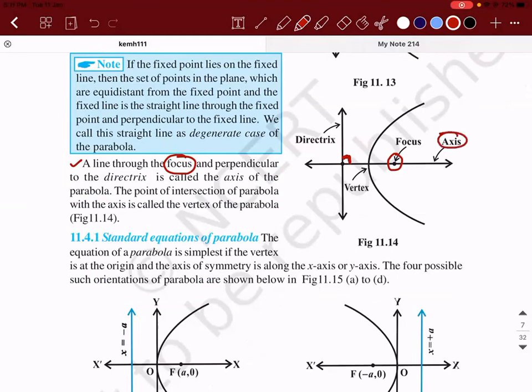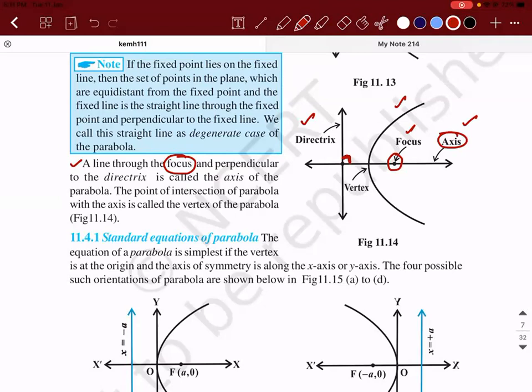So the different parts of the parabola are what? One is the shape itself, one is a fixed point called the focus, and a fixed line called the directrix, and the imaginary line that is drawn through whom? Drawn through the focus, and at the same time being perpendicular to whom? To the directrix, is what we call the axis.